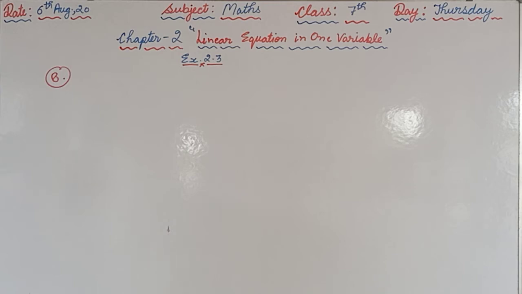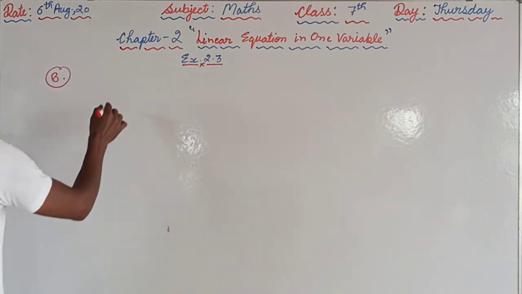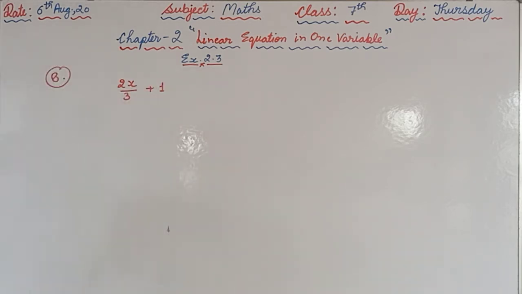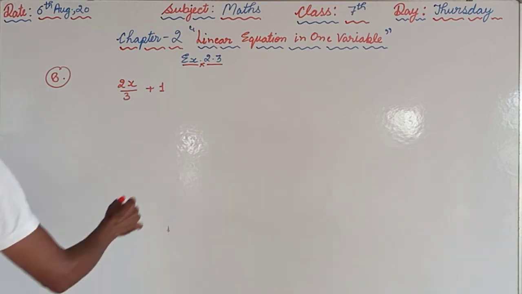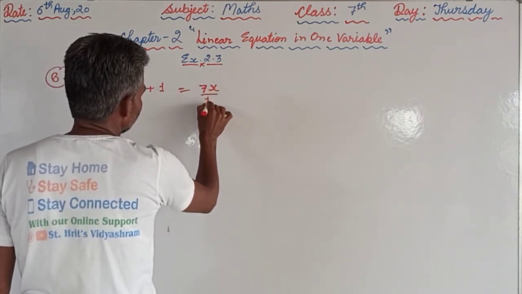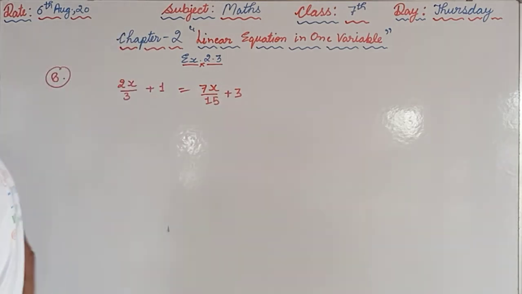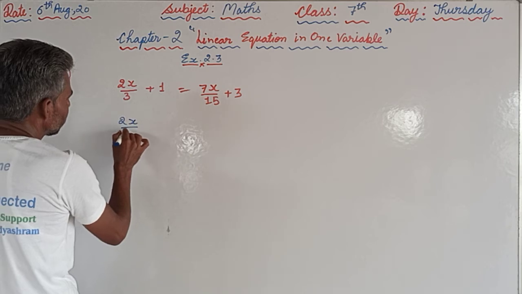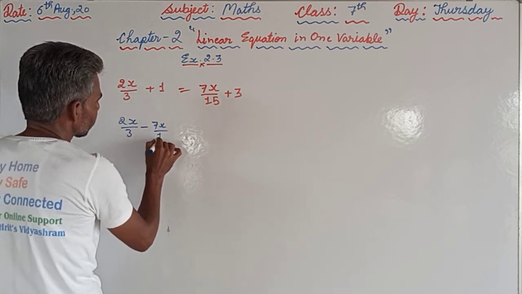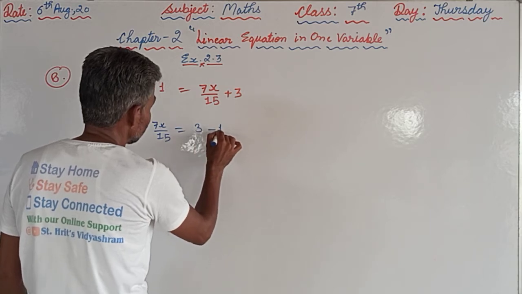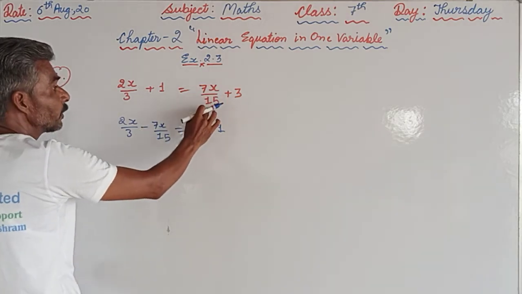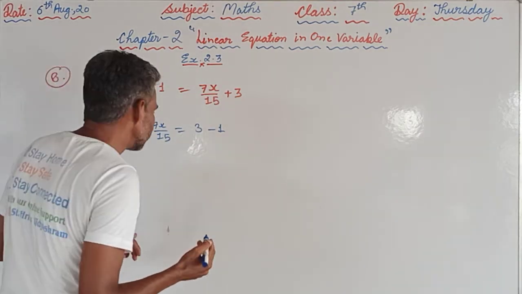Question number 8 is 2x upon 3 plus 1 is equals to 7x upon 15 plus 3. So this is the question. First thing, we are supposed to collect the variables on the left hand side and the constant on the right hand side. 2x upon 3 minus 7x upon 15 is equals to 3 minus 1. So 7x upon 15 became minus because it was transferred from right hand side to the left hand side.